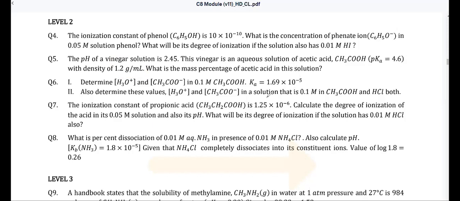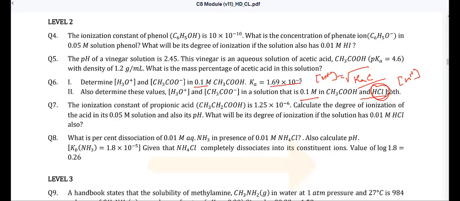Okay, next one, question number 6. Determine H3O plus and CH3COO minus. Again, this is just putting in the formula, K given, concentration given. The concentration of H plus is equal to root K into C.